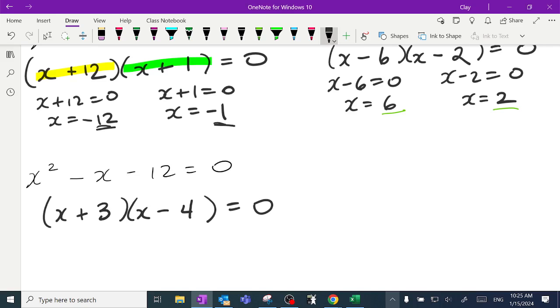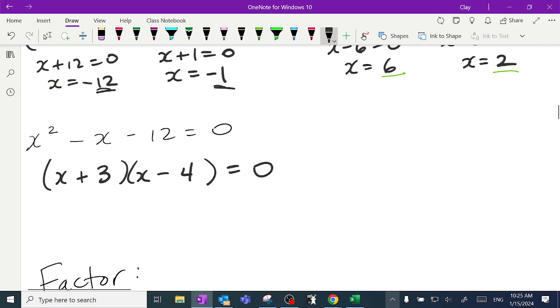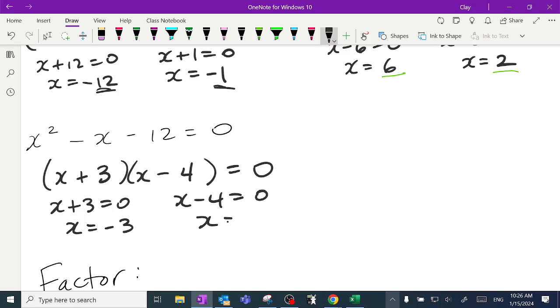And it matters which one's the minus. The 4 has to be the negative or else you wouldn't get a minus 1. So the two answers for this one are x plus 3 is 0 and x minus 4 is 0. So x is negative 3 or x is 4 are the two solutions to that equation.